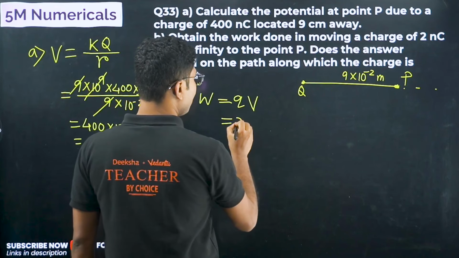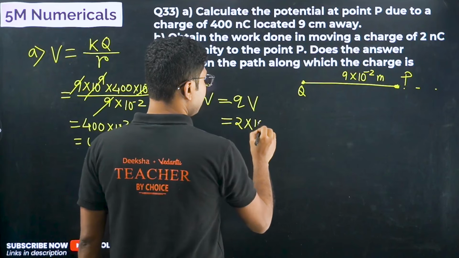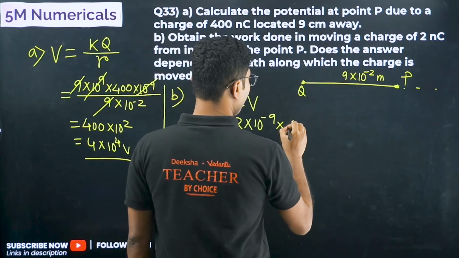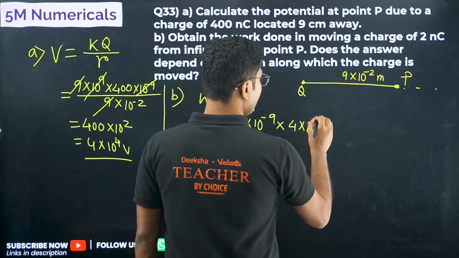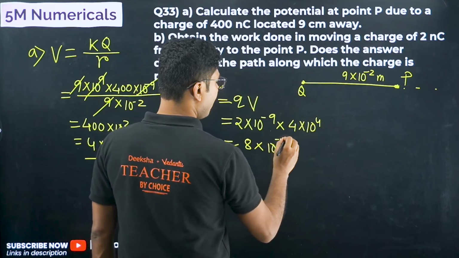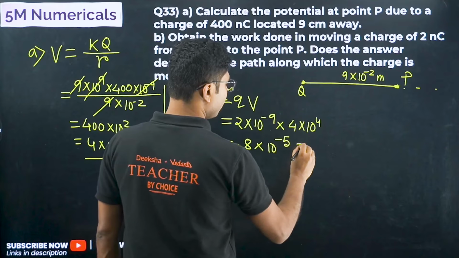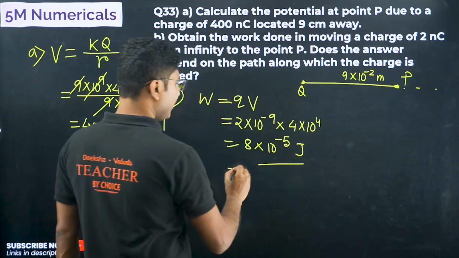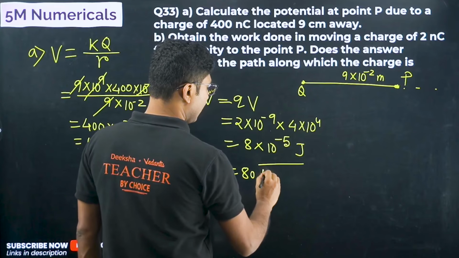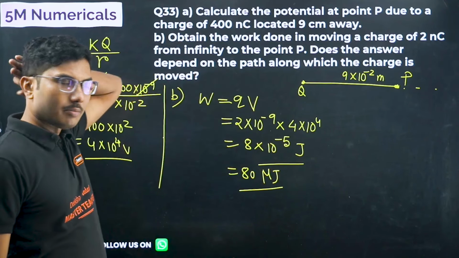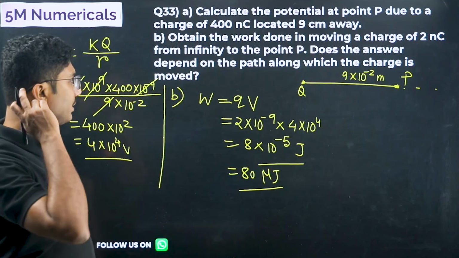Magnitude is given by 2 nanocoulomb, that means 2 into 10 to the power of minus 9, and voltage is given by 4 into 10 to the power of 4. So that will be 8 into 10 to the power of minus 5 joules. Or this can also be written as 80 microjoules, since 10 to the power minus 6 is a microjoule.